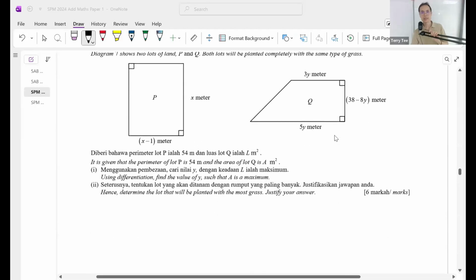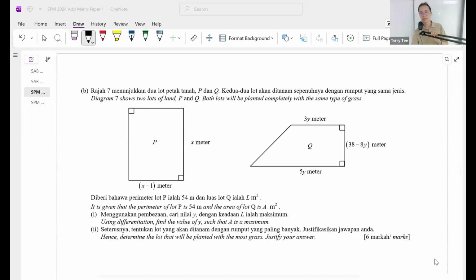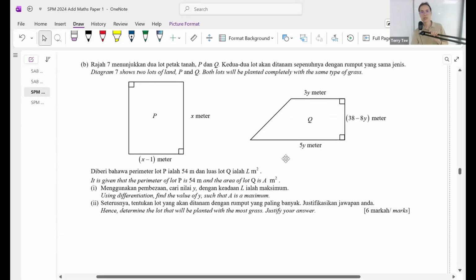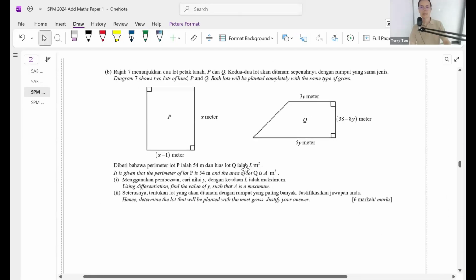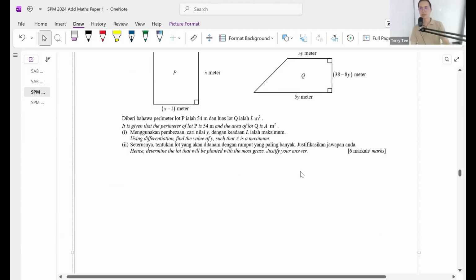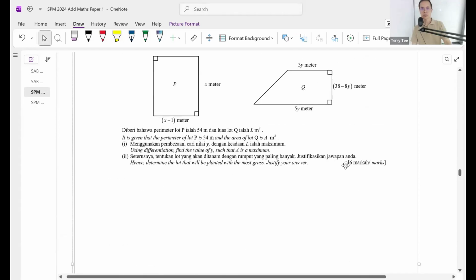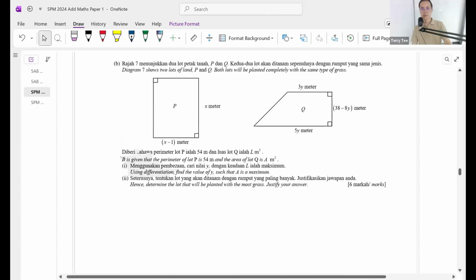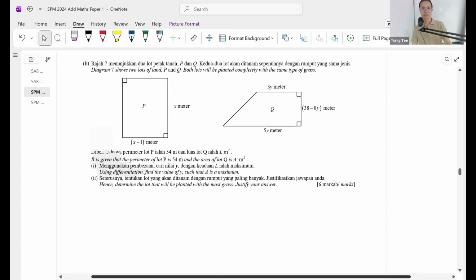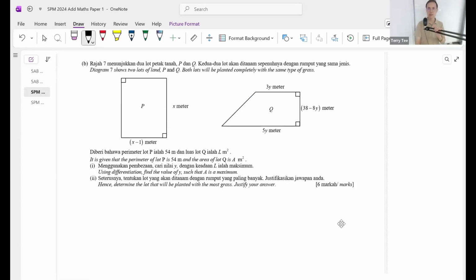Okay, moving on to part B. We have diagram 7 here that shows two lots of land, P and Q. Both lots will be planted completely with the same type of grass. Given that the perimeter of lot P is 54 and the area of lot Q is A, using differentiation, find the value of y such that A is maximum. So your A is this area. We're going to use the area of a trapezium.